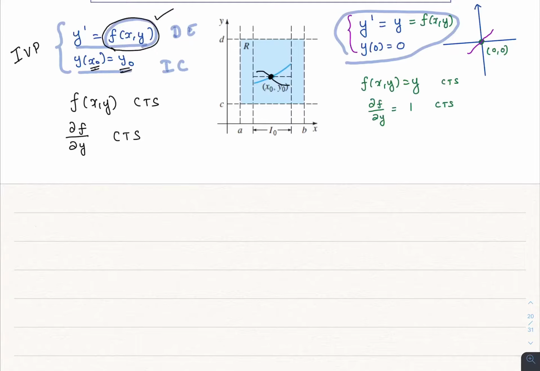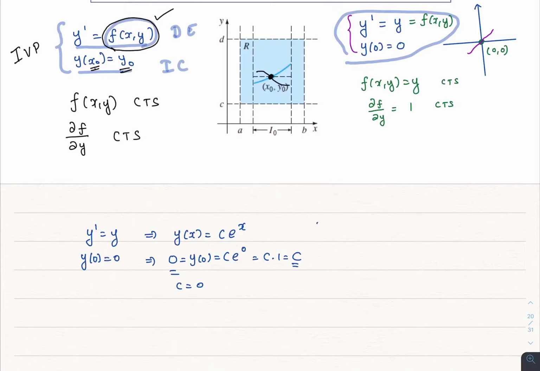So we know we already solved this problem. y prime is equal to y, and we have the initial condition, that is y of 0 equal to 0. As a matter of fact, we can solve this initial value problem. Since it's y prime is equal to y, the one parameter family of solutions is y of x is equal to a constant times e to the x. And since the initial condition is y of 0 equal to 0, which is equal to c times e to the 0, which is equal to c times 1, which is equal to c. So that tells you your c is equal to 0.